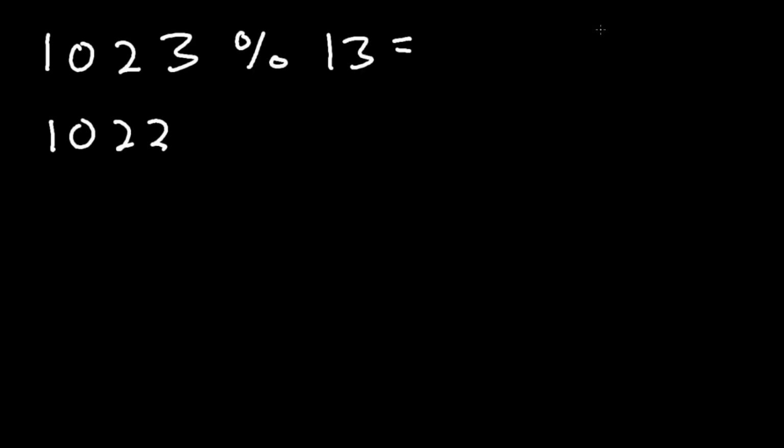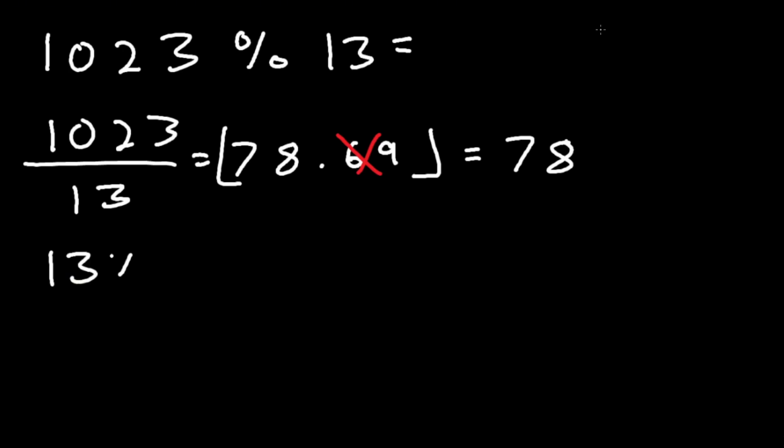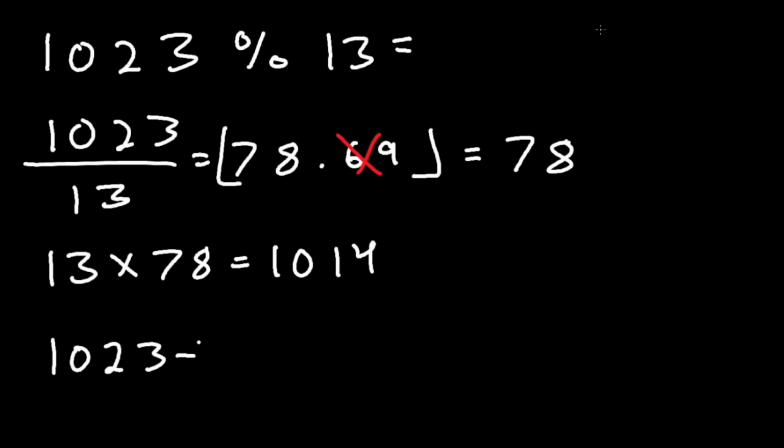So we have 1023 divided by 13. 1023 divided by 13 is about 78.69. And, you know, this is just a rounded answer, but doesn't matter. We can floor it to get 78, right? When we floor, just remove the decimal. Once we get the number 78, we can do 13 times 78. Right, 13 times 78 to get 1014. And all we need to do last is subtract 1014 from 1023.